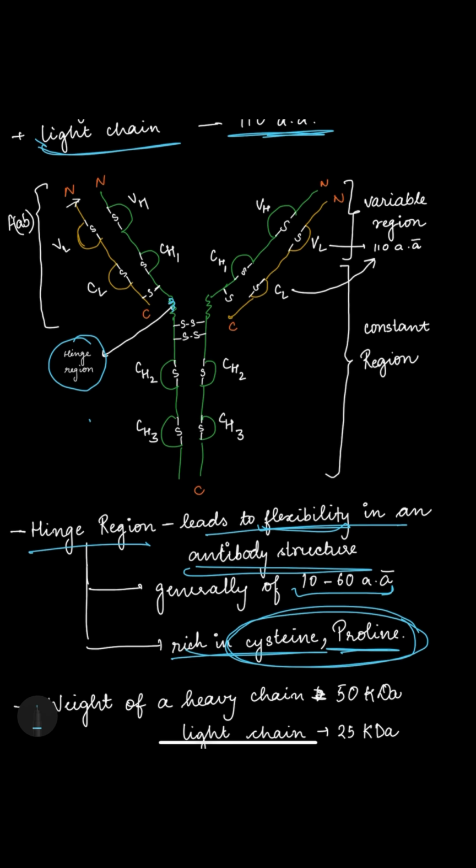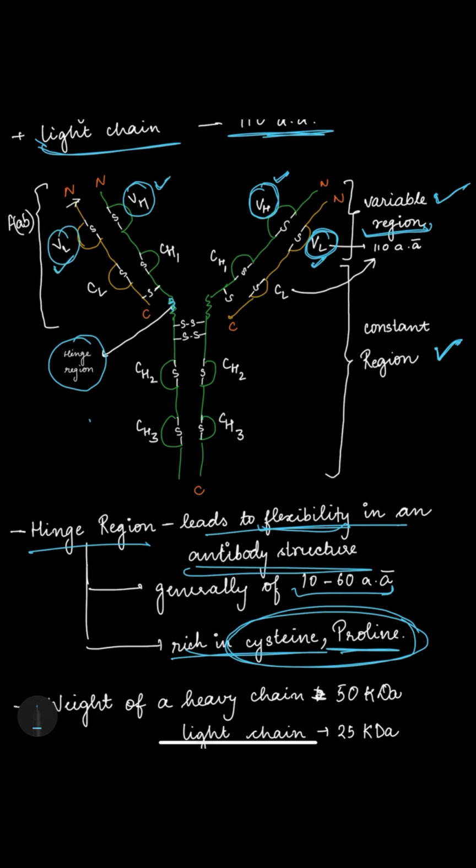Now, basically, all the light chains and heavy chains are divided into two major regions. One is the variable region and the other is the constant region. Why is the variable region termed so? Because it varies from antibody to antibody. Different antibodies bind with different antigens. So the variable region is marked as VH because it is the variable region of the heavy chain, and here it is marked as VL because it is the variable region of the light chain. Here again VH for heavy chain, and here VL for light chain.